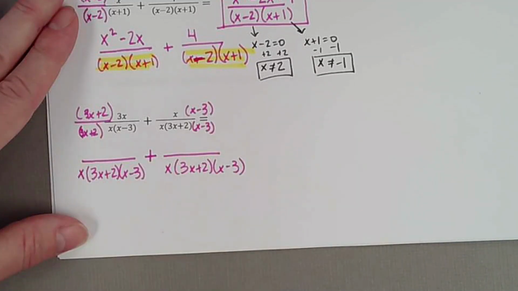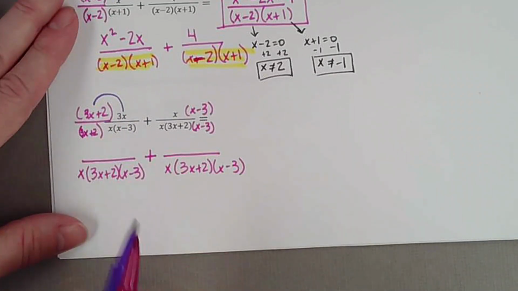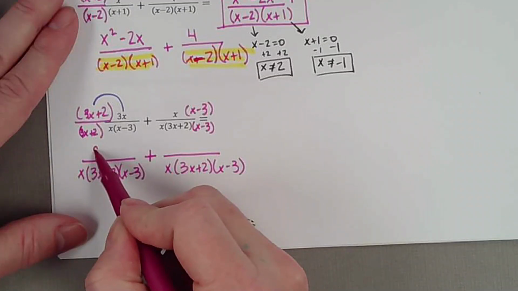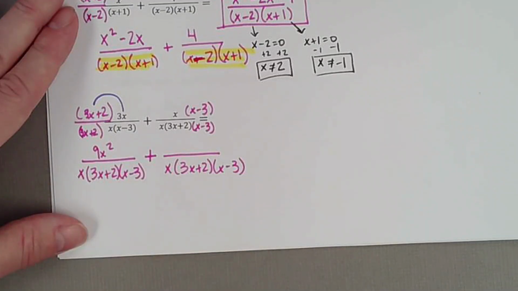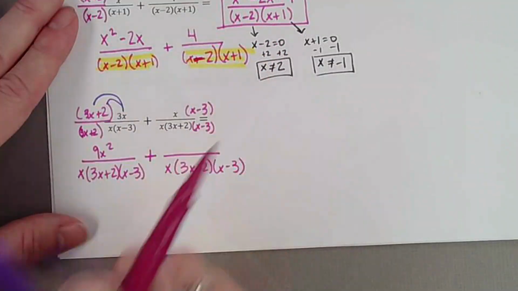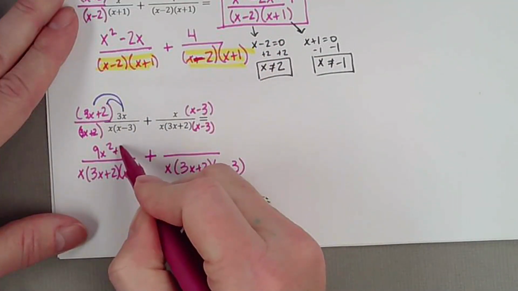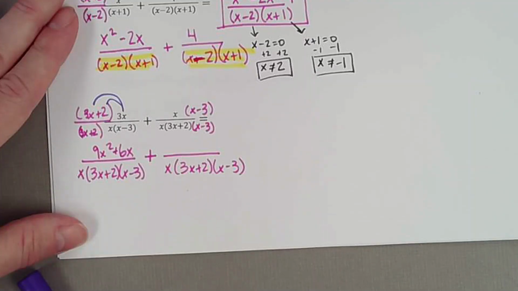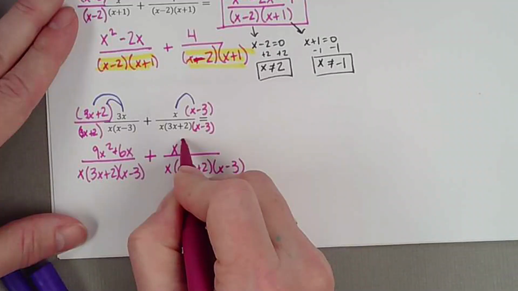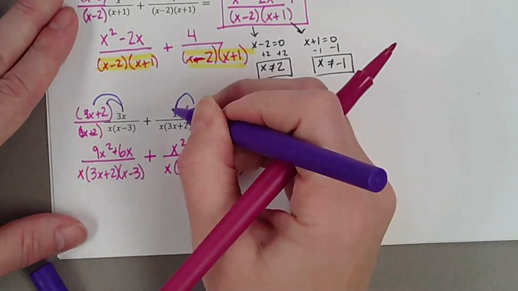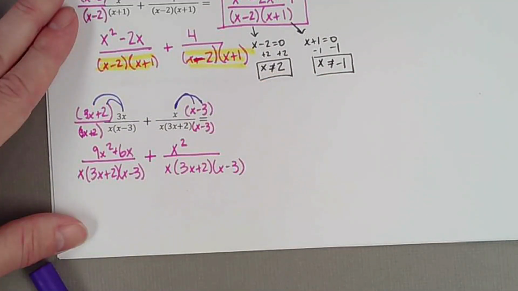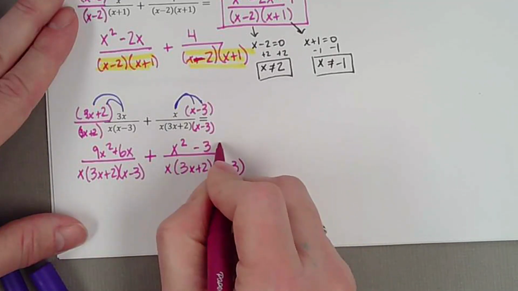I have a plus sign in between them, and then I'm going to do my distributing on the top. I have a 3x times another 3x. That makes 9x squared. I have a 3x times a 2. That makes a positive 6x. Right there I have x times x, or x squared. And I have x times negative 3, which would be negative 3x.